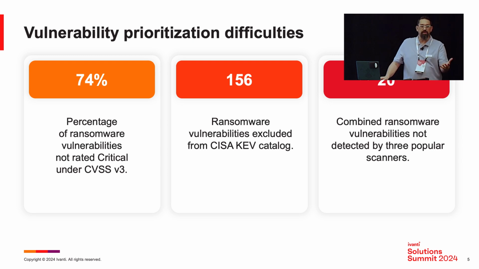That's that wonderful email I'm sure everybody gets every couple of days, or sometimes even multiple times a day, telling you these are the CVEs you need to work on the most. There are about 156 that aren't part of that catalog at the moment. And then we have about 20 combined ransomware vulnerabilities that aren't detected by the most popular scanners, like your Nessus, your Qualys, your Rapid7.